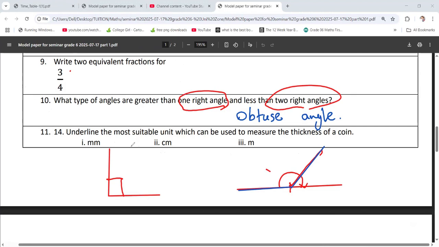Right. Underline the most suitable unit which can be used to measure the thickness of a coin. If it is a coin, it is very small and very thin, right? And to measure the thickness, what do you think is best? It's millimeters. Millimeters is the best to measure the thickness of a coin.